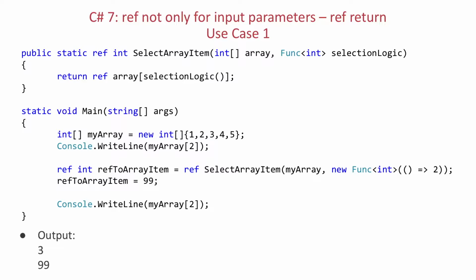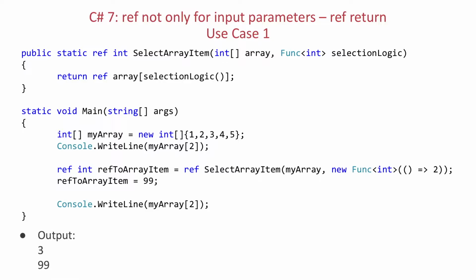Then we call the selectArrayItem, which with our parameter returns a reference to the item we printed before, which is the item at position 2. And then we change the value through this reference to 99, and then we have the same Console.WriteLine again, and this time it prints 99. So the method returned a reference to a value type and not a copy from it.